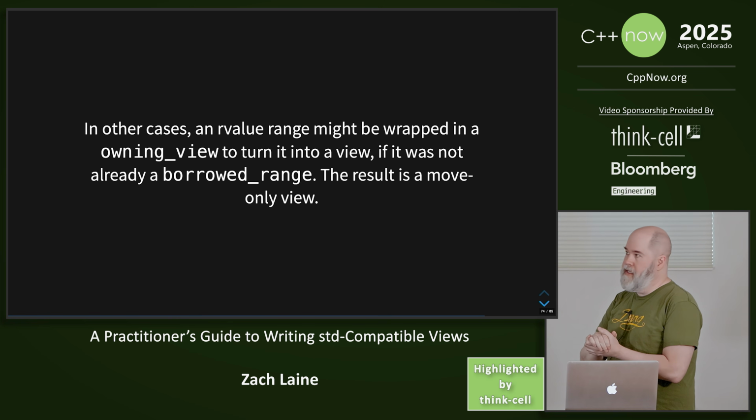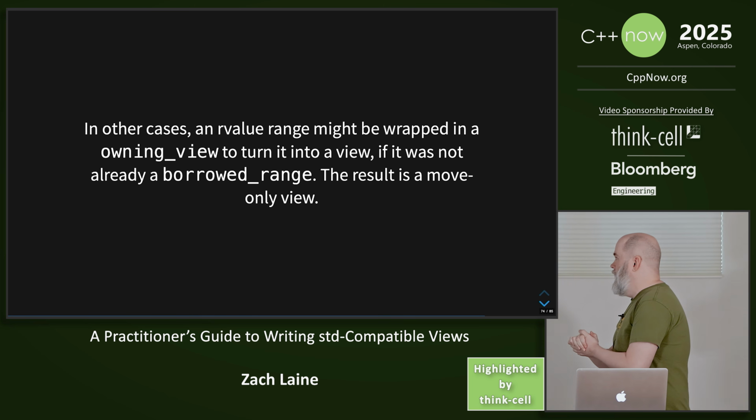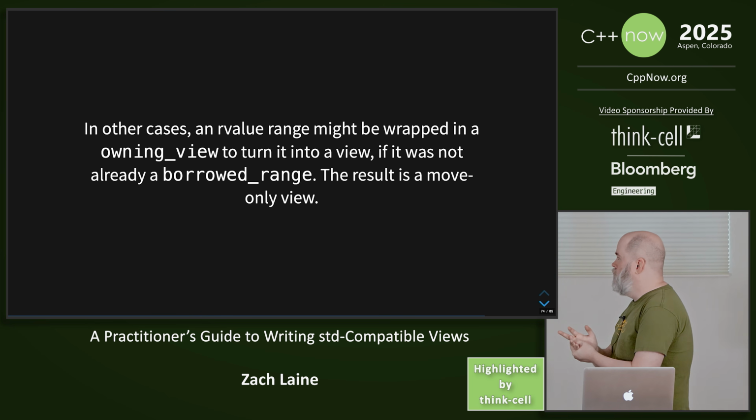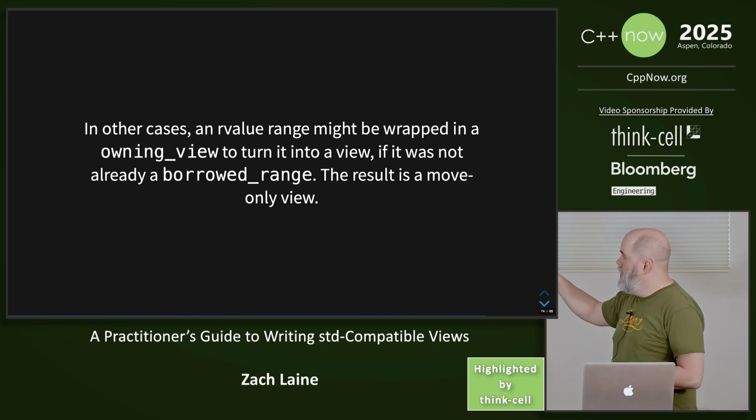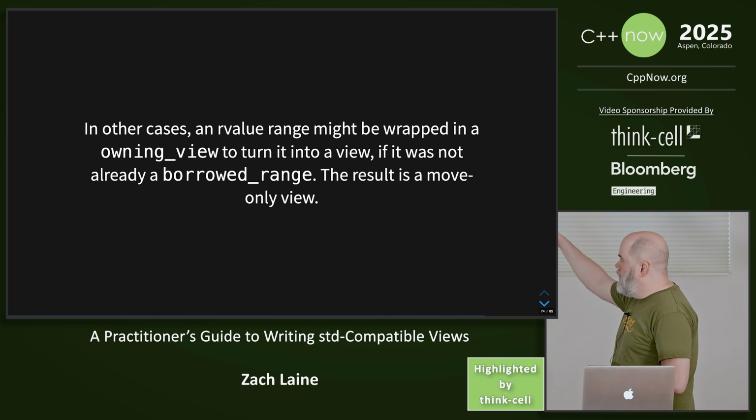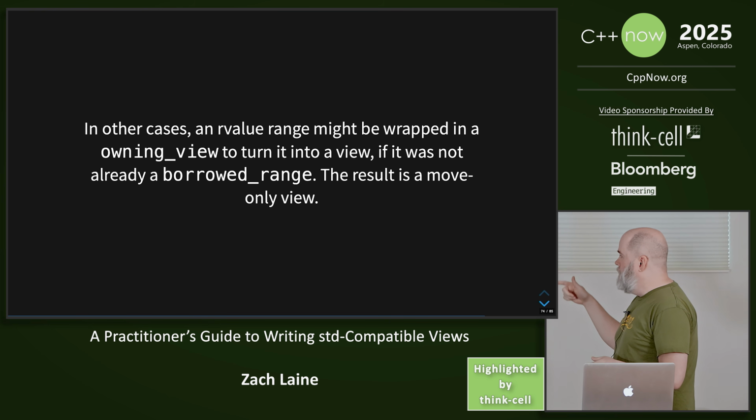Another example is that if you have a range that is an R value, like the example we saw before with a temporary vector, then ultimately you're going to wrap that in an owning view. Okay, and because you wrapped it in an owning view, that makes it not a borrowed range, and the result is a move only view.